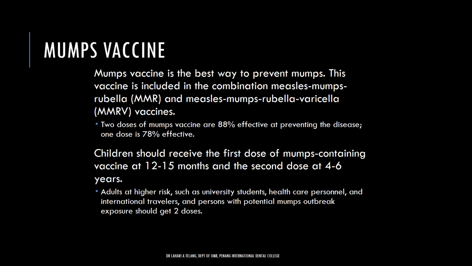A note on the mumps vaccine: it is the best way to prevent mumps, and this vaccine is included in the combination measles, mumps, and rubella, and the measles, mumps, rubella, and varicella vaccine. Two doses of mumps vaccine are 88% effective in preventing the disease, and one dose 78% effective. Children should receive the first dose at the age of 12 to 15 months, and the second at 4 to 6 years. Adults at higher risk, such as university students, healthcare personnel, international travelers, or where there is a potential mumps outbreak, should also get two doses.